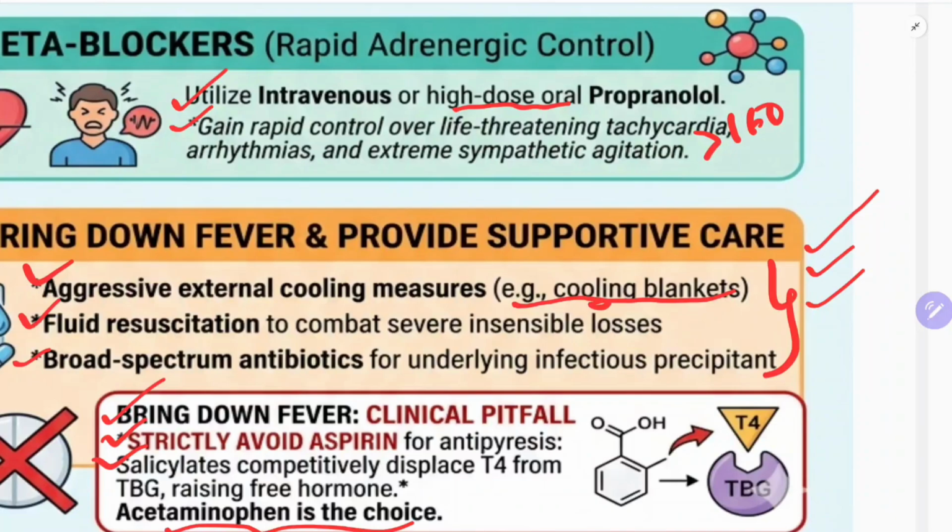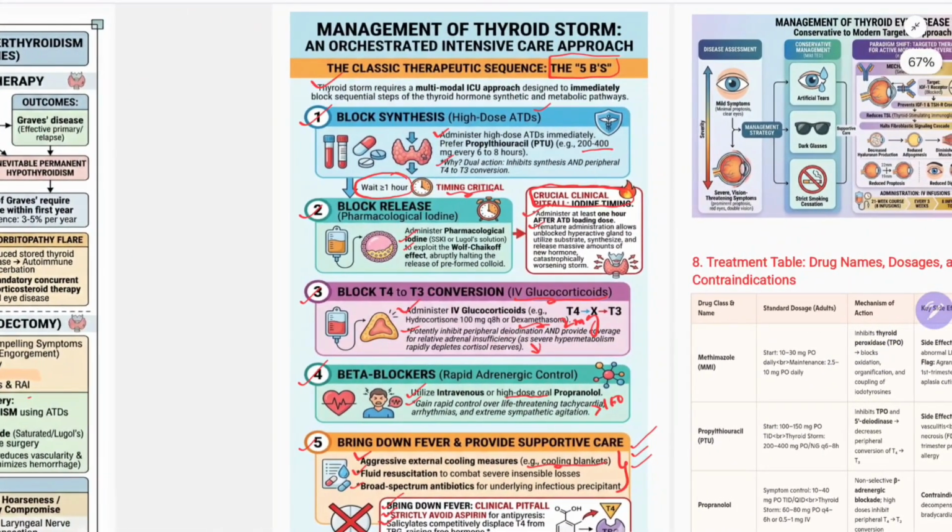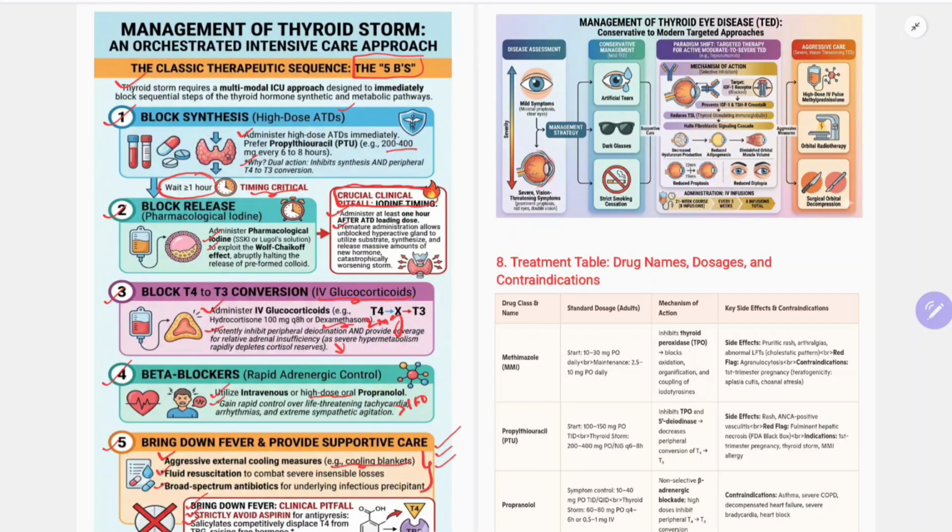Why? Because they will displace the bound T4 from the TBG, and they will increase the levels of free T4, again worsening the thyrotoxicosis or Thyroid Storm. Okay, that's about the management of Thyroid Storm. 5 B's: block synthesis, block secretion, block peripheral conversion, beta blockers, and bring down fever with supportive measures.